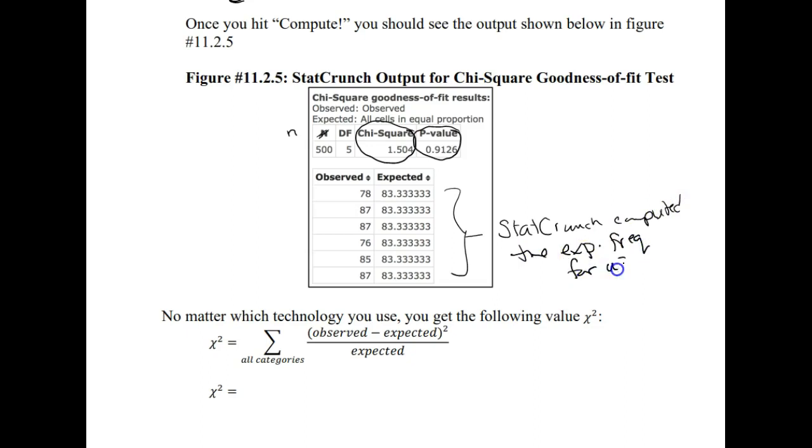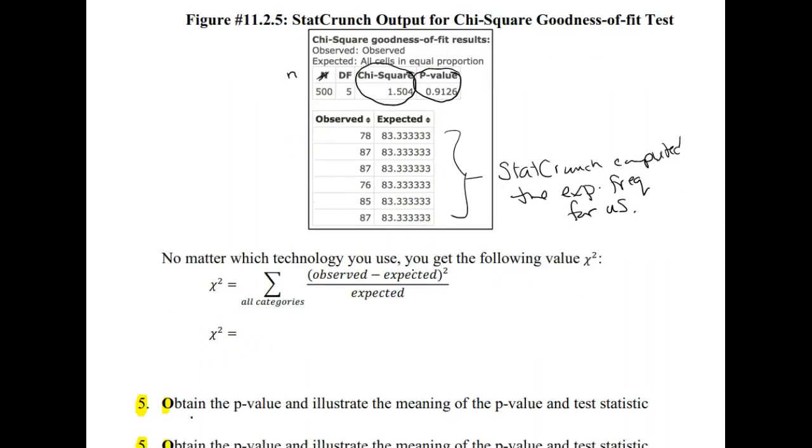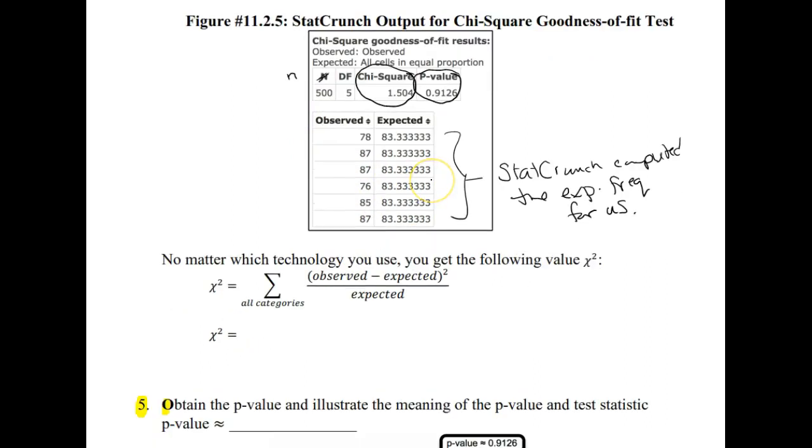We did not enter those in a list in a column to begin with. Now on the calculator, we did have to enter that list of values in there, but StatCrunch computed it for us when we told it we expected an equal proportion on all categories. It took this 500 and divided by the 6 categories we had to get those numbers, just like we did in the problem where we did it with the calculator. But again, no matter which technology we use, we're going to get the same value for chi-square. Both of them are using the same formula.